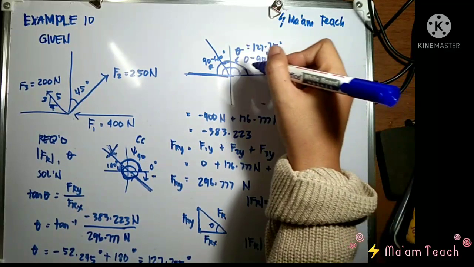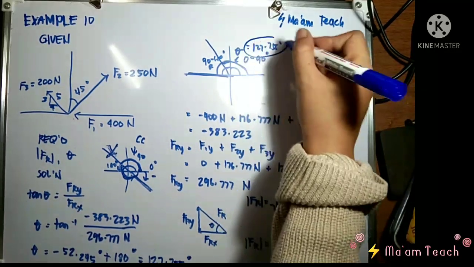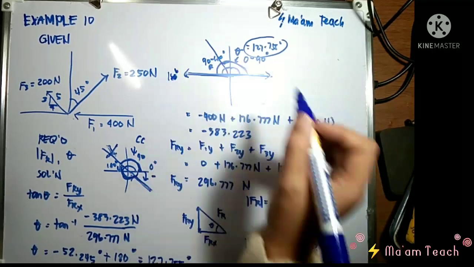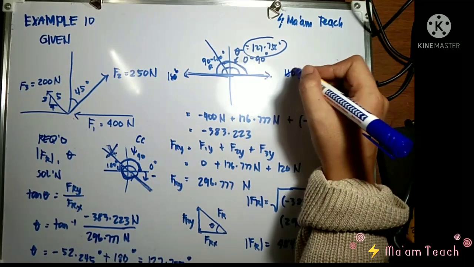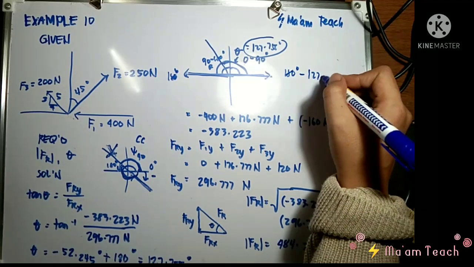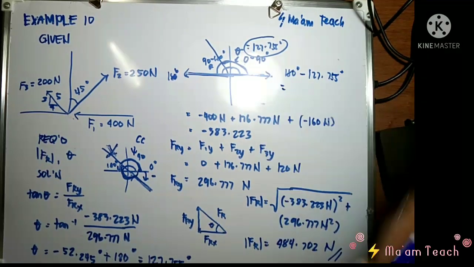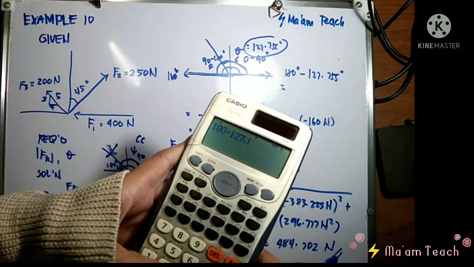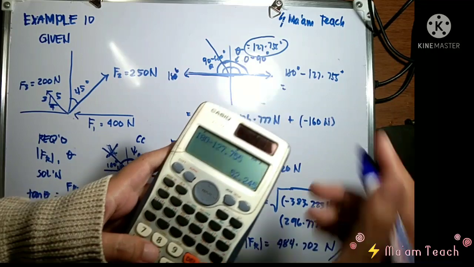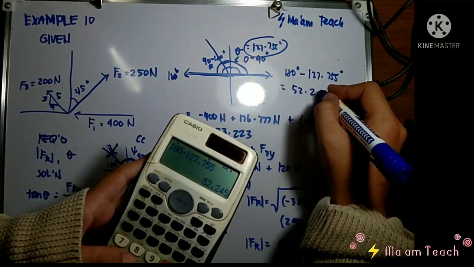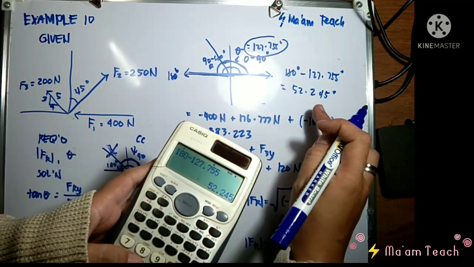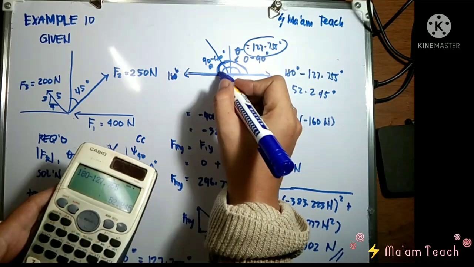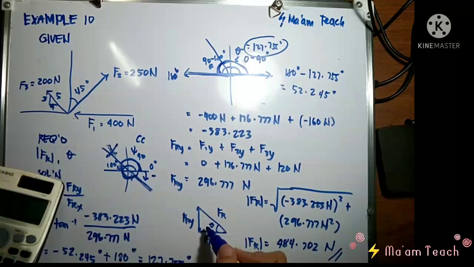Since this is 127, right? The total angle here is 180 degrees, right? So you can simply subtract it. So 180 minus 127.755 degrees. You'll have 52.245 degrees, which means this is the angle in this part only. Can you follow, class? In this part only.